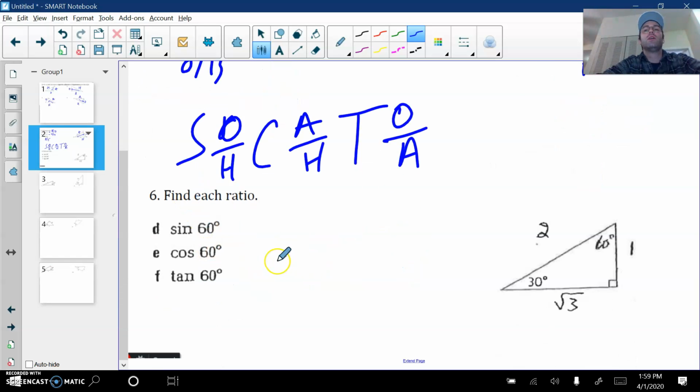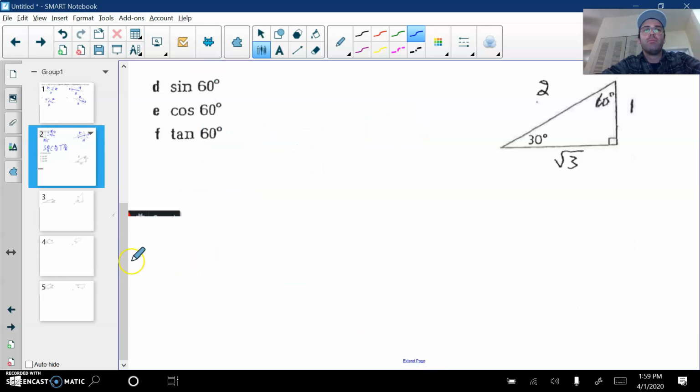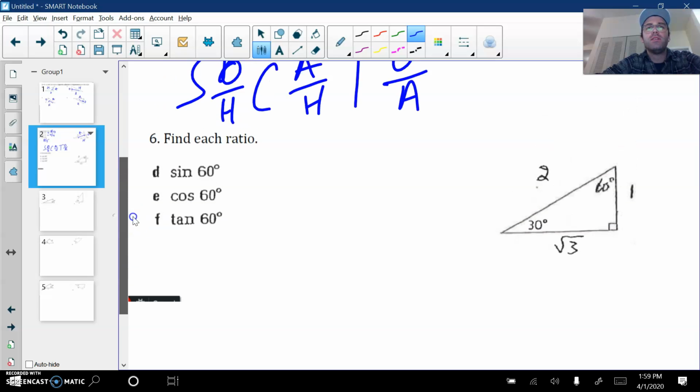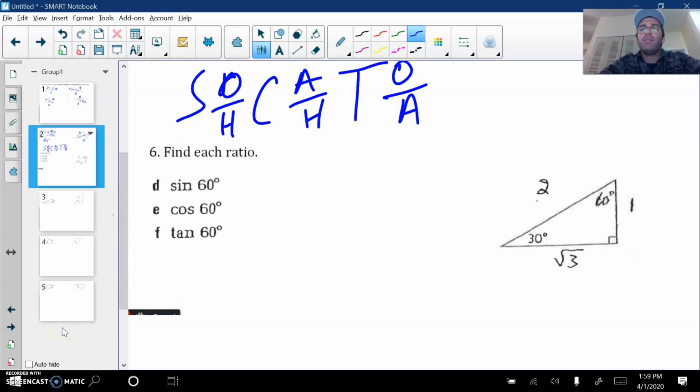Now, this one caused people some issues here, which I had anticipated a little bit. Well, it's not asking you to solve for anything. It just says find each ratio. Okay, so it says that 60 degrees is our reference angle. So root 3 has to be our opposite. 2 has to be our hypotenuse. And this has to be our adjacent.